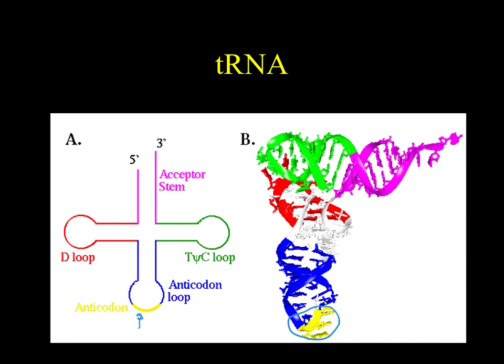It's the wobble. And so now you can kind of see where two of them are going to connect really well on the mRNA. That third one's going to wobble. Why do you have the wobble? Degeneracy. Yes.